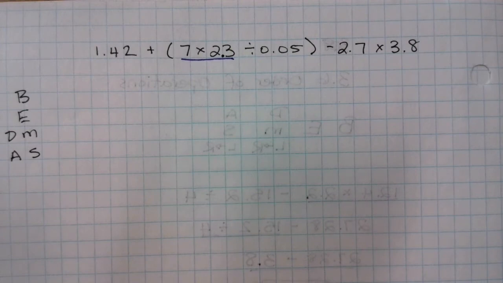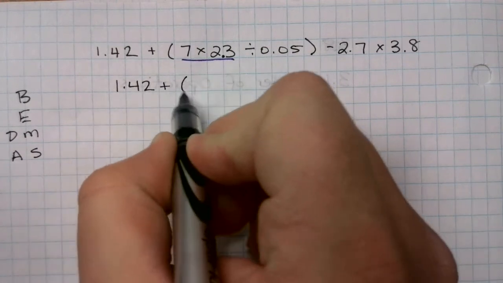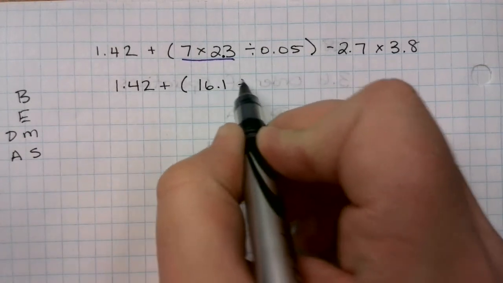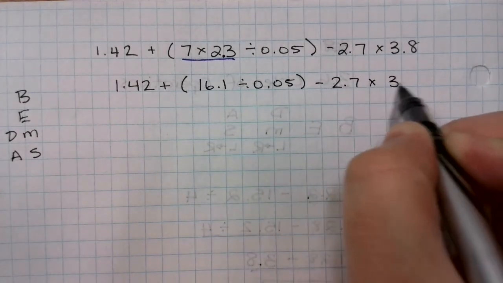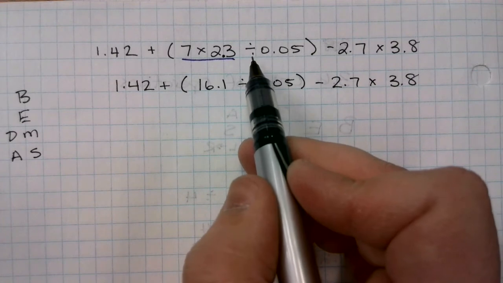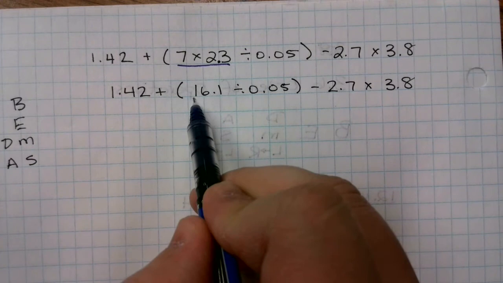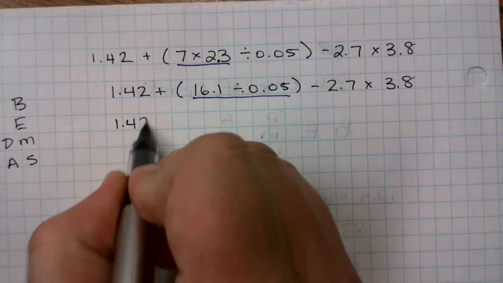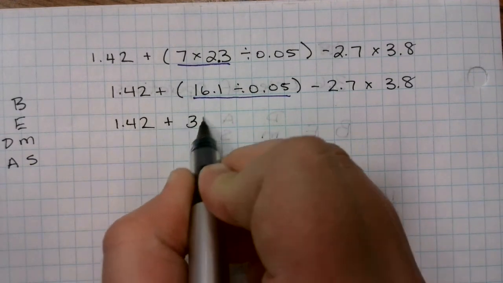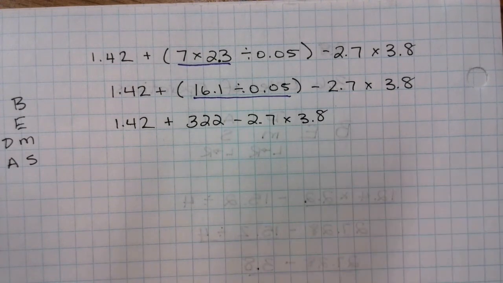Seven times 2.3 is 16.1. 1.42 plus bracket 16.1 divided by 0.05, close bracket, minus 2.7 times 3.8. Notice because they're still in operation, I have to keep the brackets. Now I can do the final operation inside the brackets. 16.1 divided by 0.05, and I get 1.42 plus 322 minus 2.7 times 3.8.